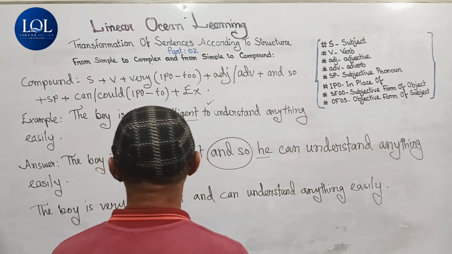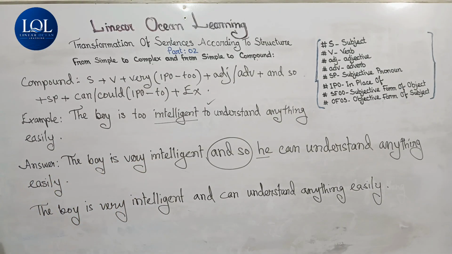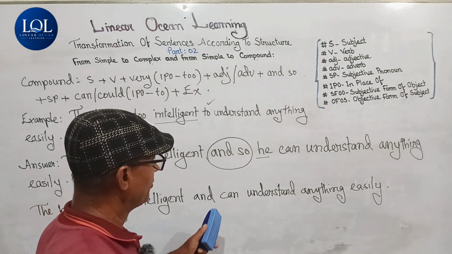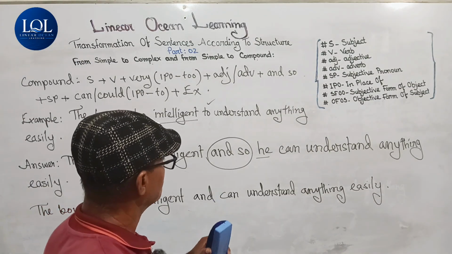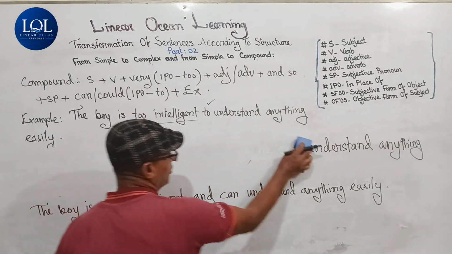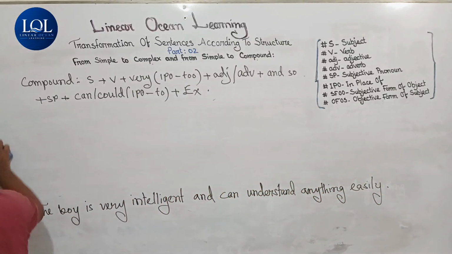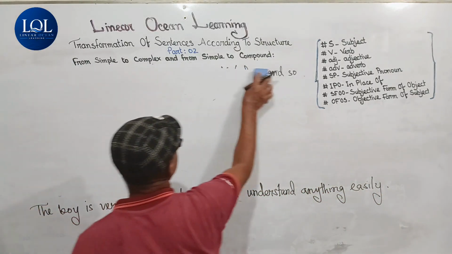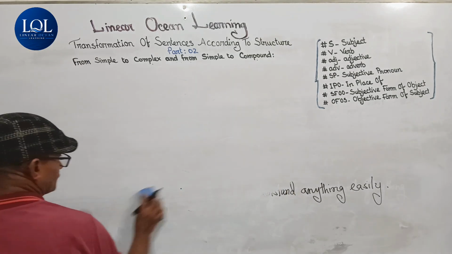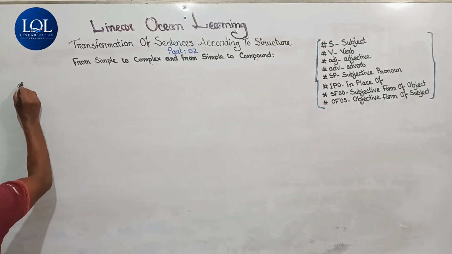We can do the same with rule A. The old man is very weak and cannot walk. Now rule C.